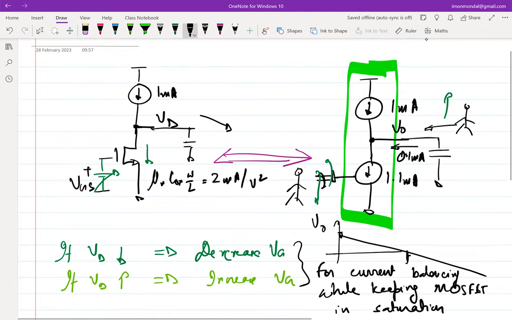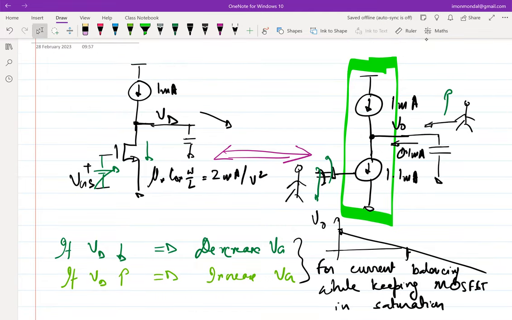And why am I saying that while keeping the MOSFET in saturation? It's because for a fixed value of VGS under the condition of saturation, this current is fixed, right? So if, let's say, VGS is equal to 3 volt, and threshold voltage is 1 volt, we saw that if the transistor is in saturation, this current will be 4 milliamps.